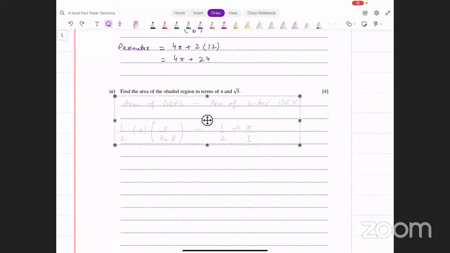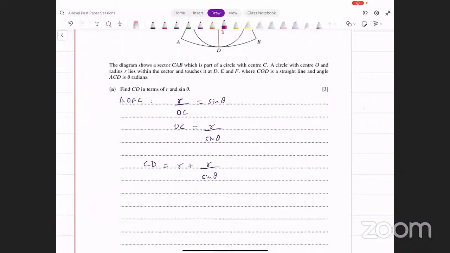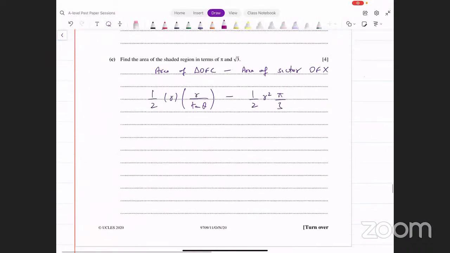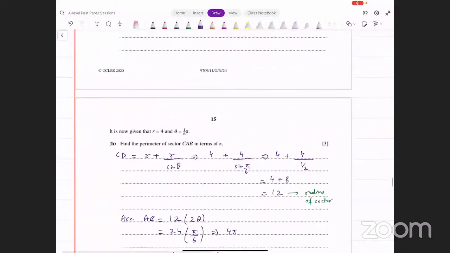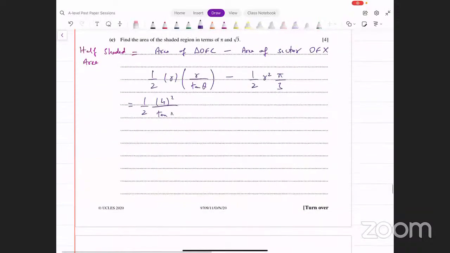तो यहाँ पे हम क्या करें? इससे हमें क्या मिलेगा यहाँ से? We're going to get half of the shaded region. This is half of the shaded area. That equals this. इसको simplify कर लें. R square in the numerator, R की value क्या है? 4. 4 square divided by tan of theta. थीटा की जगह पे क्या है हमारे पास π/6, tan π/6, minus 1/2 R square again is 4 squared into π/3.